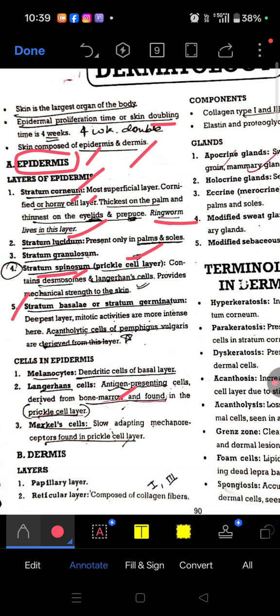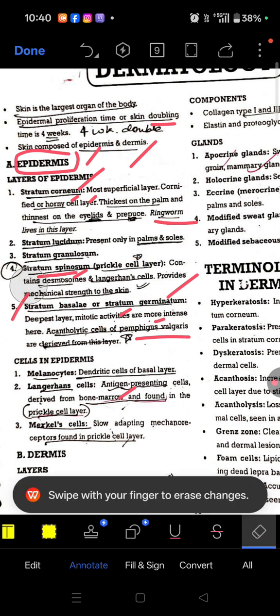Last layer is the 5th layer, stratum basale or stratum germinatum. It is the deepest layer and mitotic activities are most intense here. Acantholytic cells of Pemphigus vulgaris are derived from this layer.